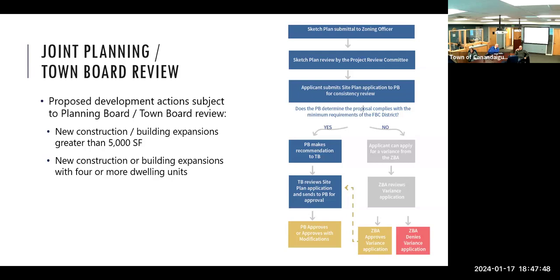If it's a no, you're back to the ZBA. And assuming the ZBA grants the variances, then it comes back up to the town board. So the ZBA reviews and approves the variance, it goes back to the town board, and then to the planning board for approval, so it doesn't actually go back to the planning board to then go; it kind of skips that step.